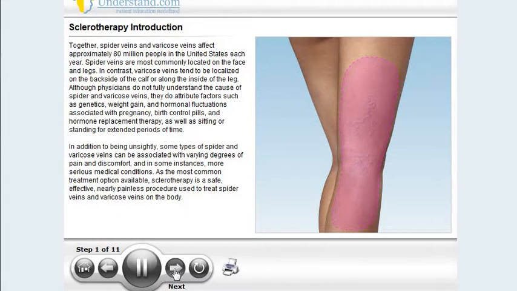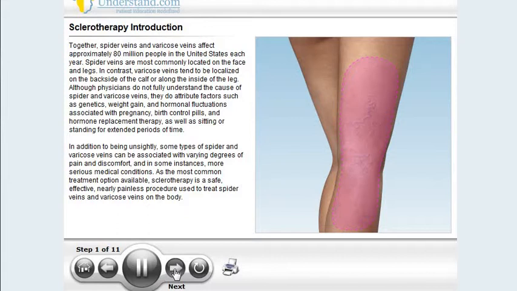Although physicians do not fully understand the cause of spider and varicose veins, they do attribute factors such as genetics, weight gain, and hormonal fluctuations associated with pregnancy, birth control pills, and hormone replacement therapy, as well as sitting or standing for extended periods of time. In addition to being unsightly, some types of spider and varicose veins can be associated with varying degrees of pain and discomfort, and in some instances, more serious medical conditions.